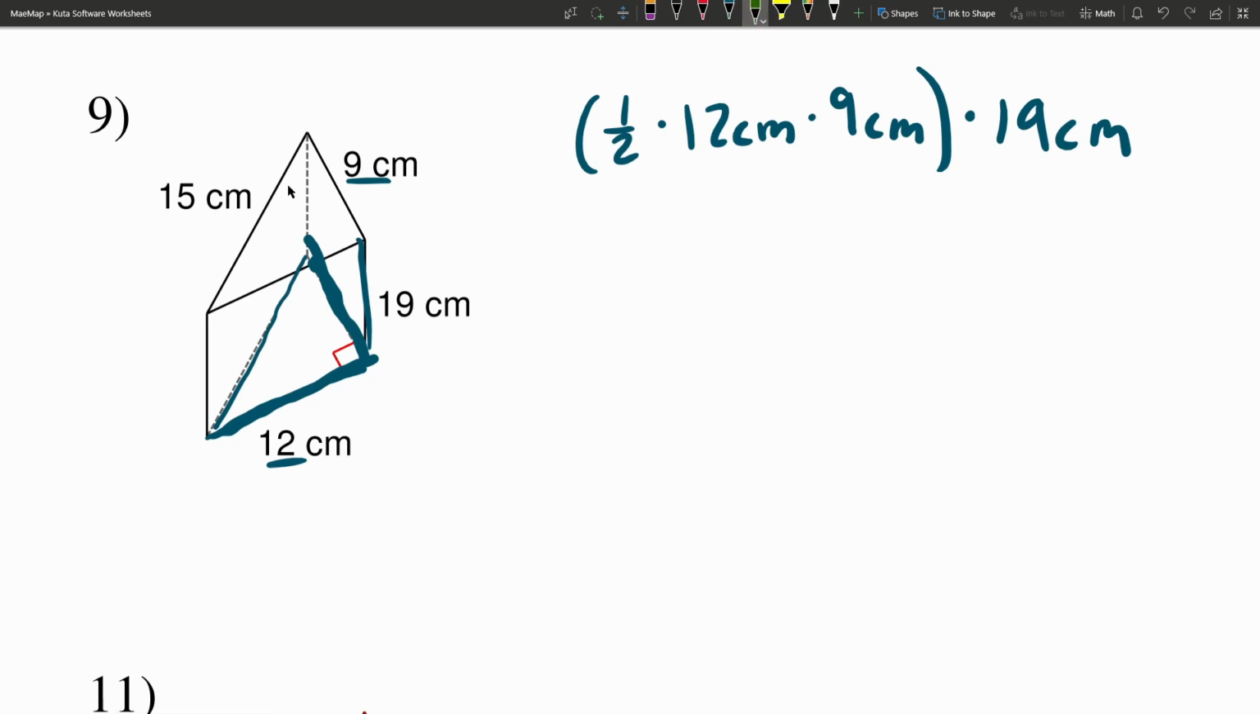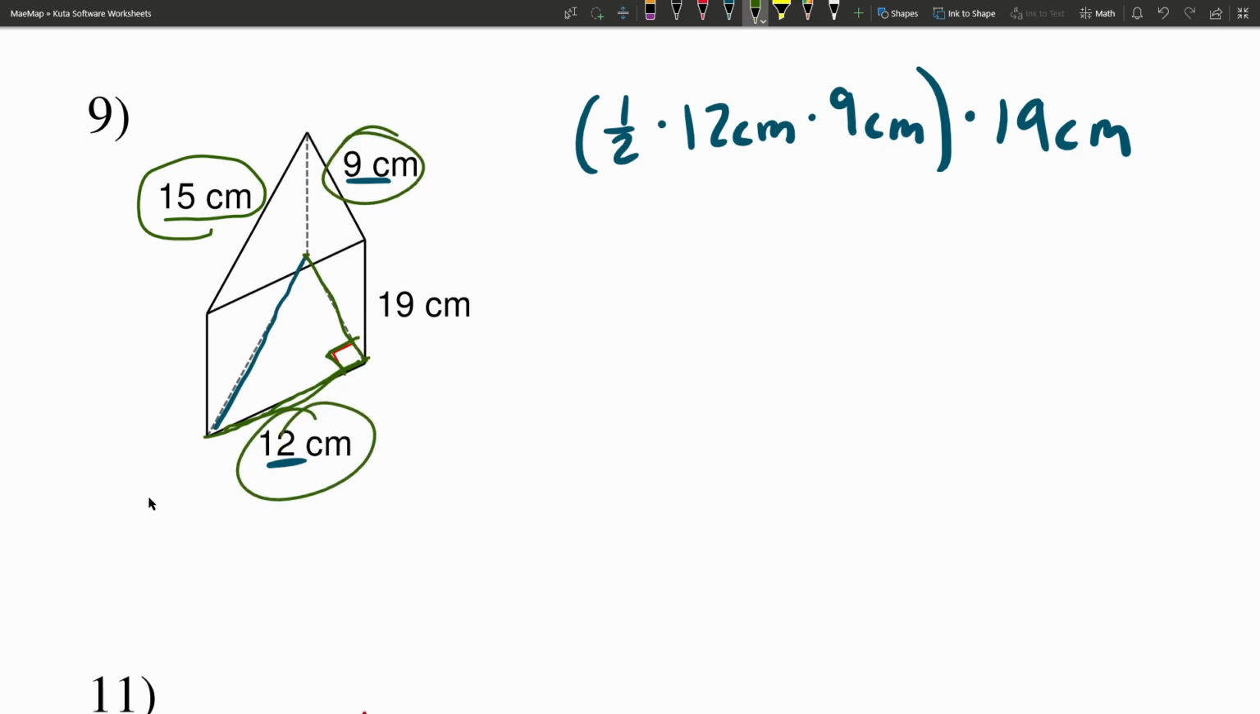Now you may be asking, why didn't I use 15 centimeters at all? Take a look at our triangle again. The length of the base of our triangle is this 12, and the height of it is this 9 centimeters. The height is always perpendicular at a right angle to the base. So once you find that right angle, you know your base and your height. You don't need to worry about that other length to the triangle.